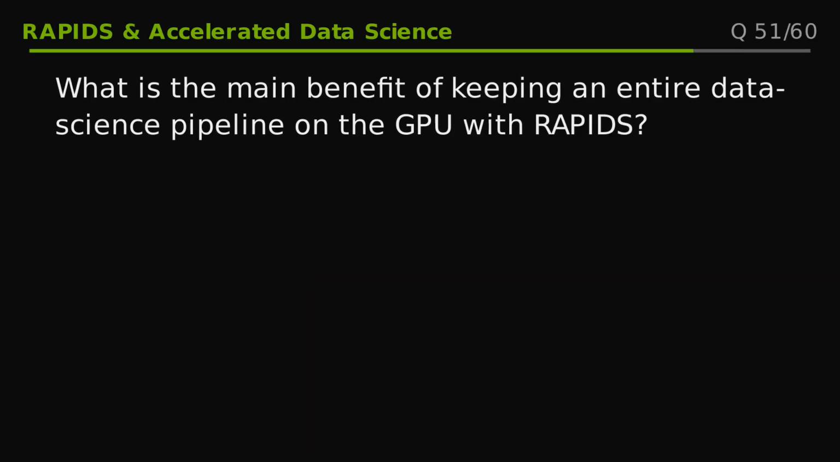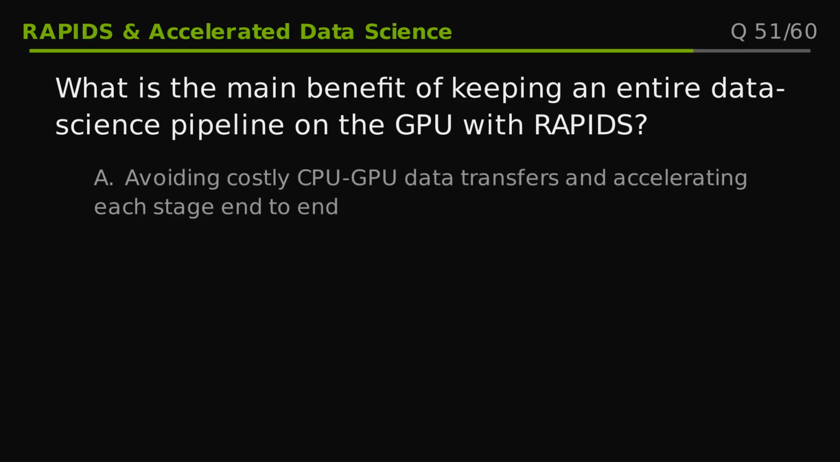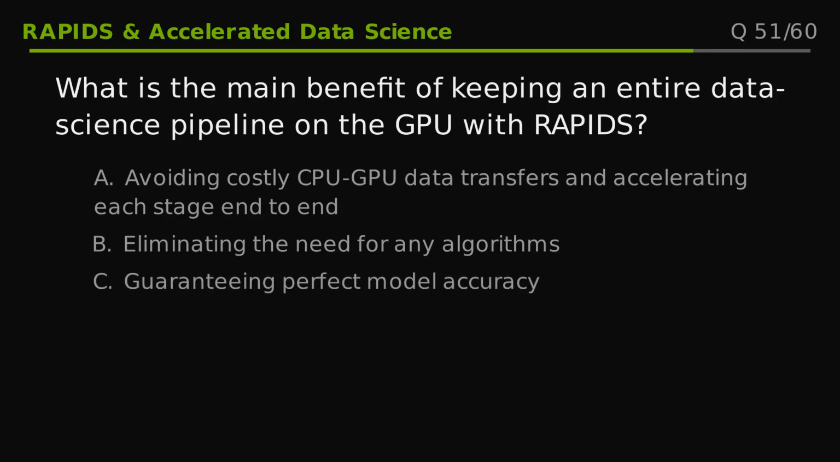Question 51. What is the main benefit of keeping an entire data science pipeline on the GPU with NVIDIA? Option A. Avoiding costly CPU-GPU data transfers and accelerating each stage end-to-end. Option B. Eliminating the need for any algorithms. Option C. Guaranteeing perfect model accuracy. Option D. Removing the need for data.